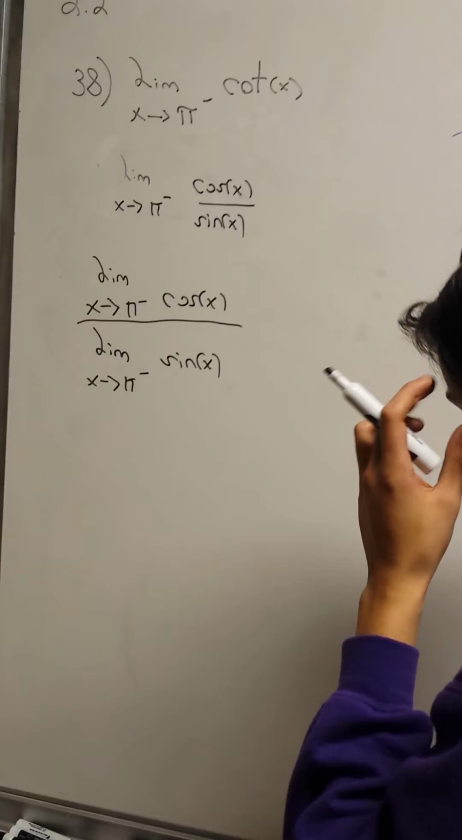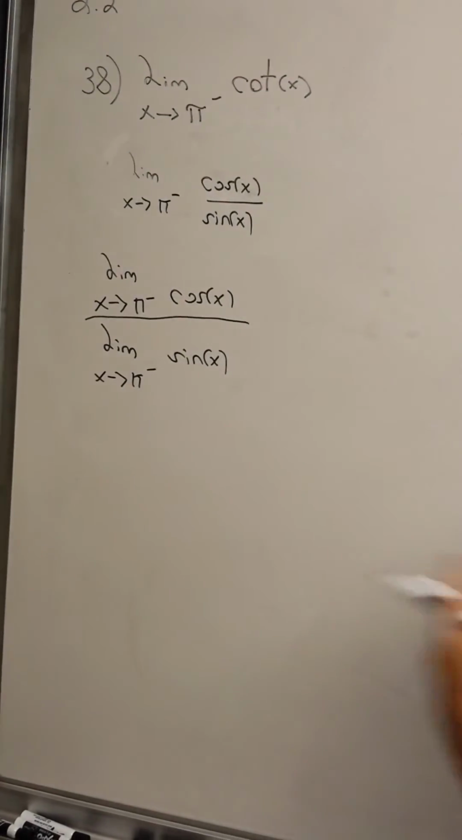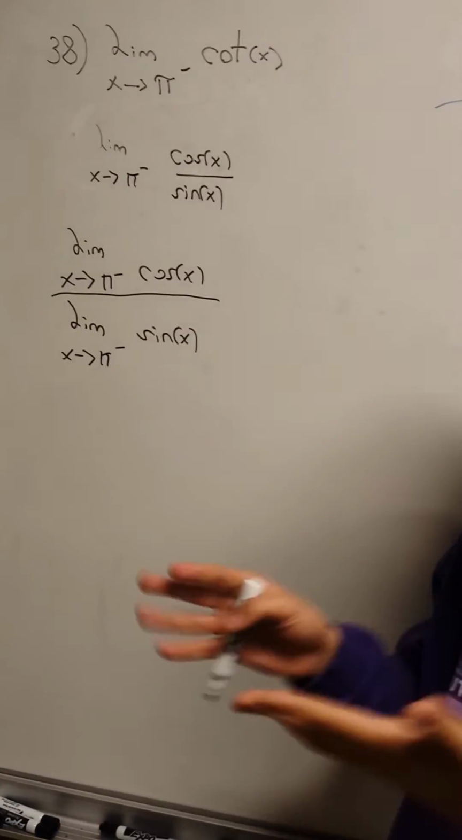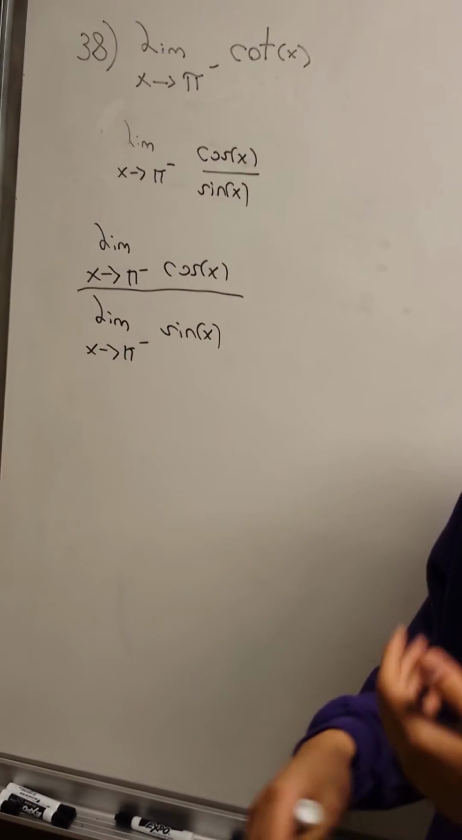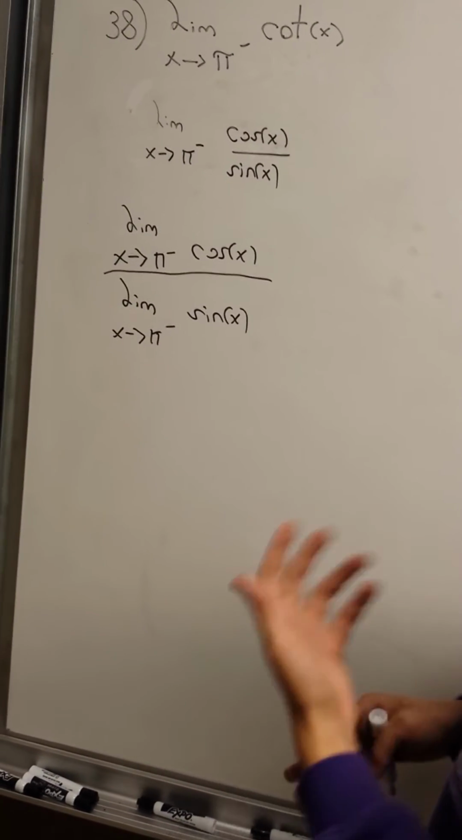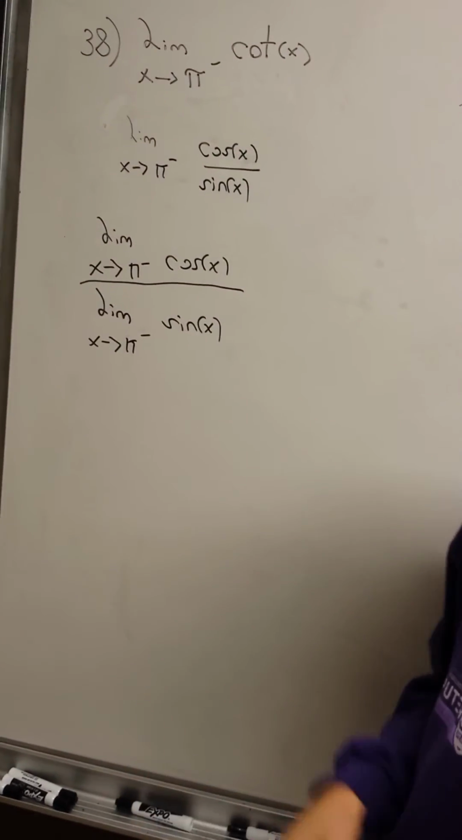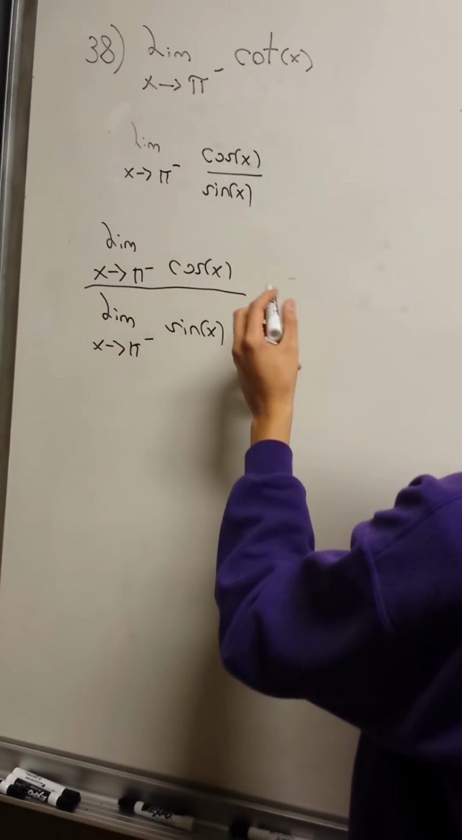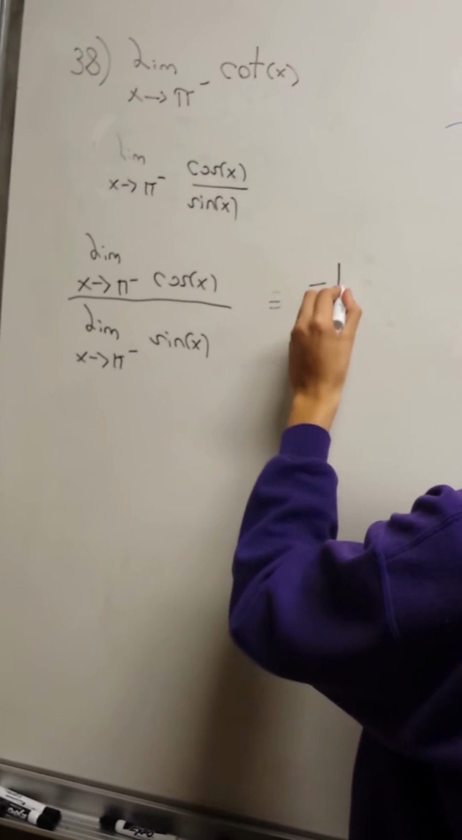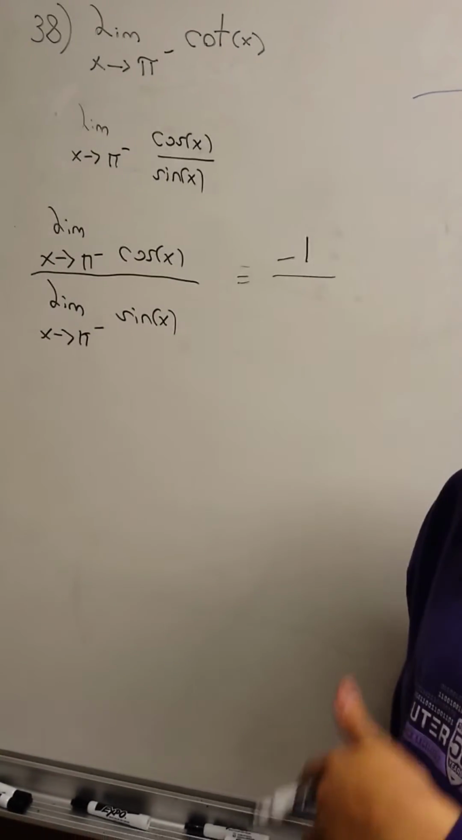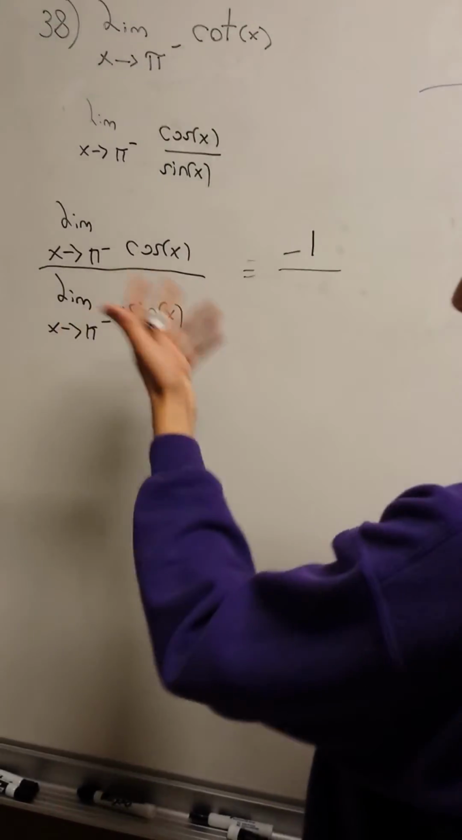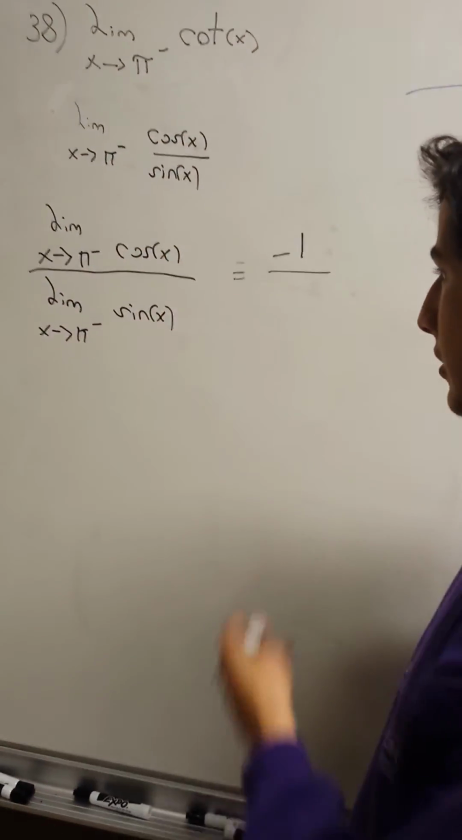Cos of x at pi is -1. Now, it doesn't matter how we approach -1. The sign is what's important, really. Approaching -1 through the negative values or positive values doesn't make a big difference. This is going to equal -1 nonetheless. So -1 on the top. And we can verify that through the graph, through the unit circle. But I think by now you know that cos of pi equals -1.